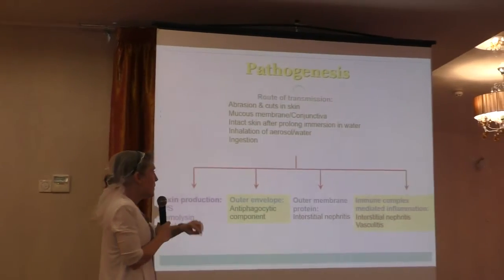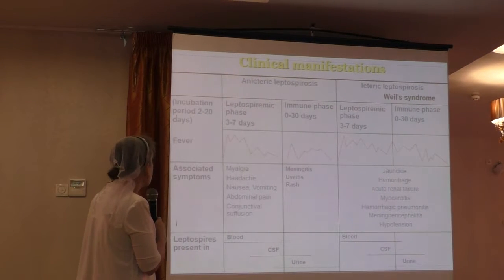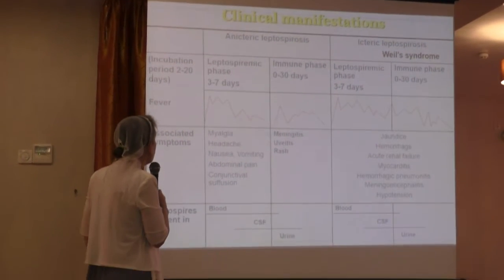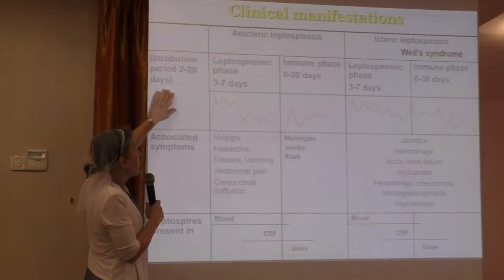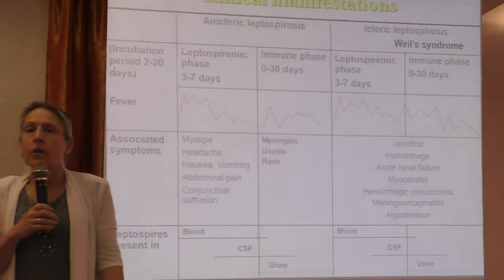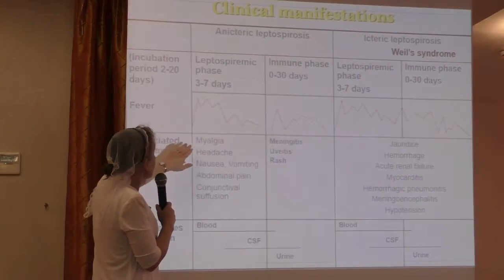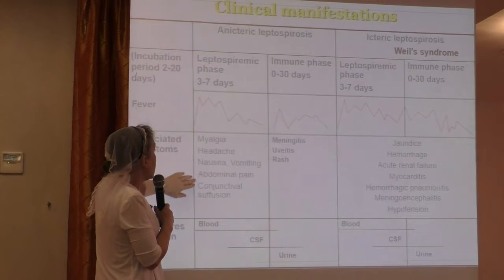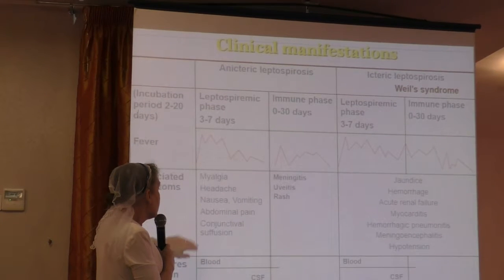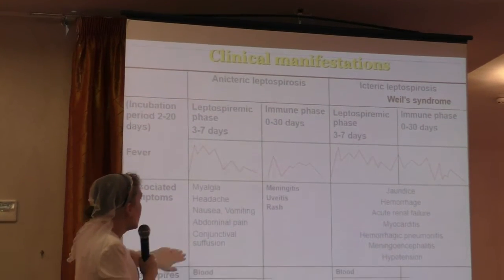Okay? Next slide, please. So these are the clinical manifestations. Incubation period anywhere from 2 to 20 days. Fever is the symptom that we're going to talk about today. Lots and lots of fever. So tropical illnesses usually present with fever. And in the leptospiremic phase, you get myalgias and headache, nausea, vomiting, abdominal pain, and conjunctival suffusion. That's a little bit out of the ordinary, so that can help us to know.